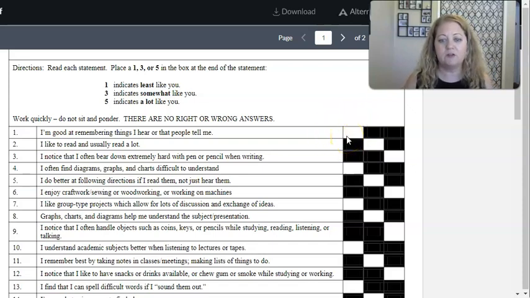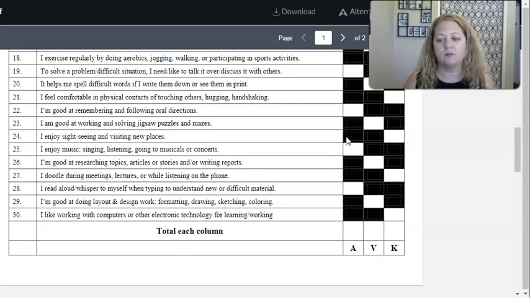I like to read and usually read a lot. For me, that's a 5. I notice that I often bear down extremely hard with pen or pencil when writing. That's a 1. Okay. So after I've answered these questions, I'm going to add up the totals of each column. So column 1, what was my total? And it would go here, column 2, and column 3. The A is for auditory, the V is for visual, and the K is for kinesthetic.